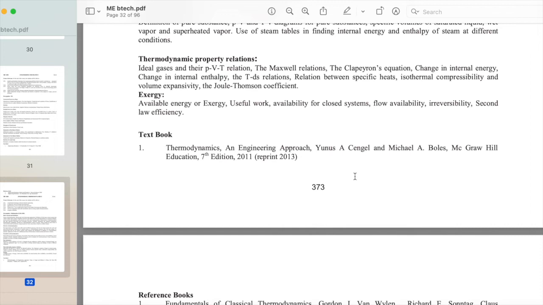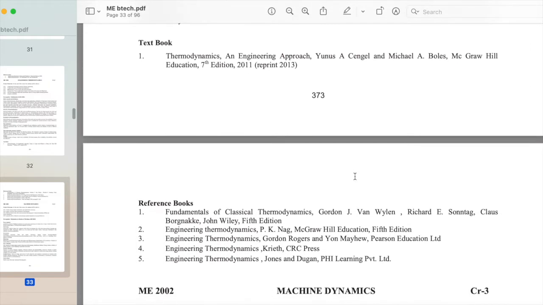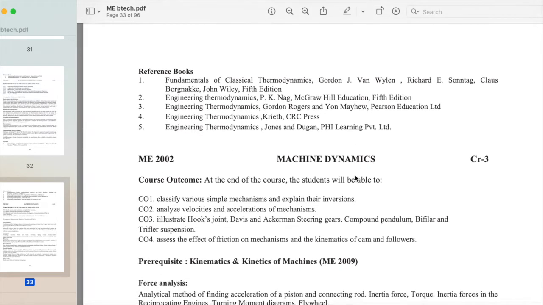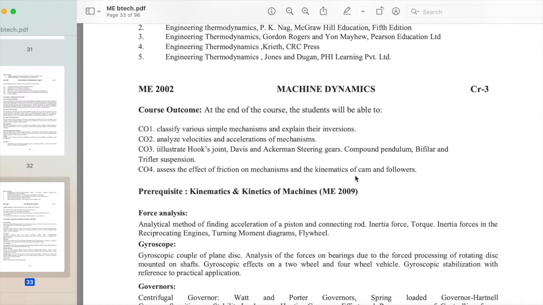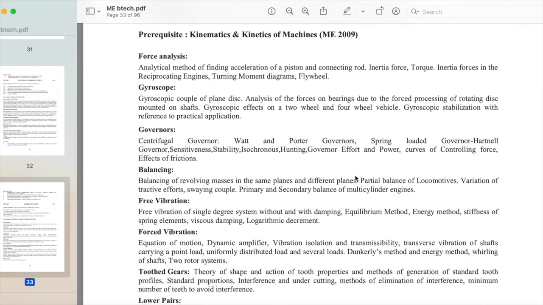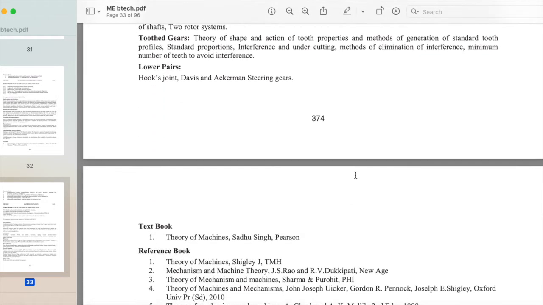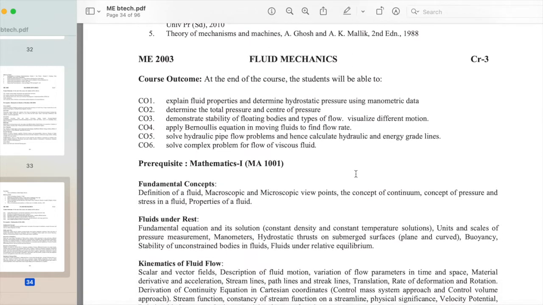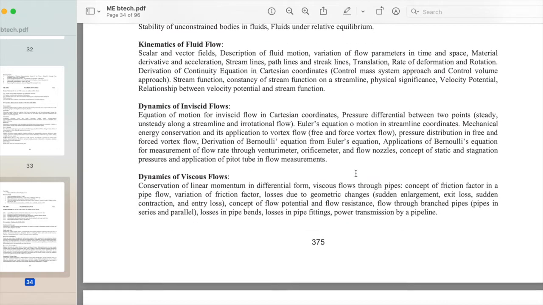ideal gases and their PVT relation, the Maxwell relations, the Clapeyron equation, change in internal energy, change in enthalpy, the TdS relations, specific heats, isothermal compressibility, and volume expansivity, the Joule-Thomson coefficient, exergy, available energy or exergy, useful work, availability for closed systems, flow availability, reversibility, second law efficiency. Textbook 1. Thermodynamics: An Engineering Approach, Yunus A. Cengel and Michael A. Boles, McGraw-Hill Education, 7th edition, 2011, reprint 2013.